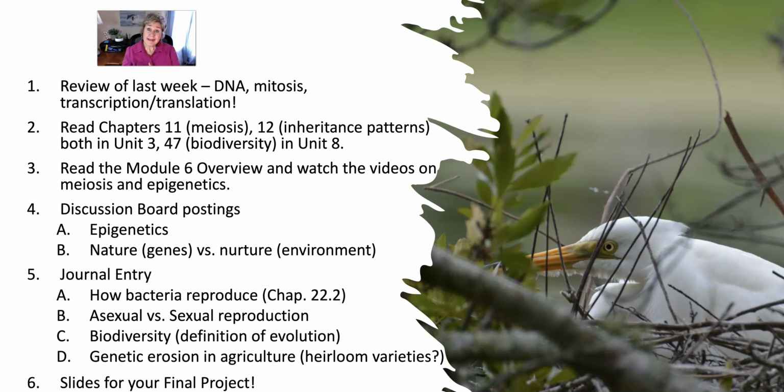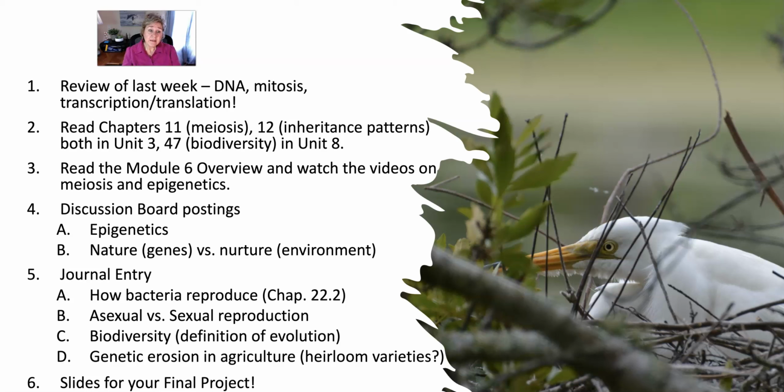Chapter 12 is all about inheritance patterns and Mendelian genetics. So Gregor Mendel was an Austrian monk. He had a lot of time on his hands, and he studied pea plants. And because he counted all the offspring that he was producing from different crosses, he figured out patterns that emerged. And we still follow what he figured out a long, long time ago. Dominant recessive traits and how they're inherited and that sort of thing. There are all different types of inheritance, though. Those are not the only two ways.